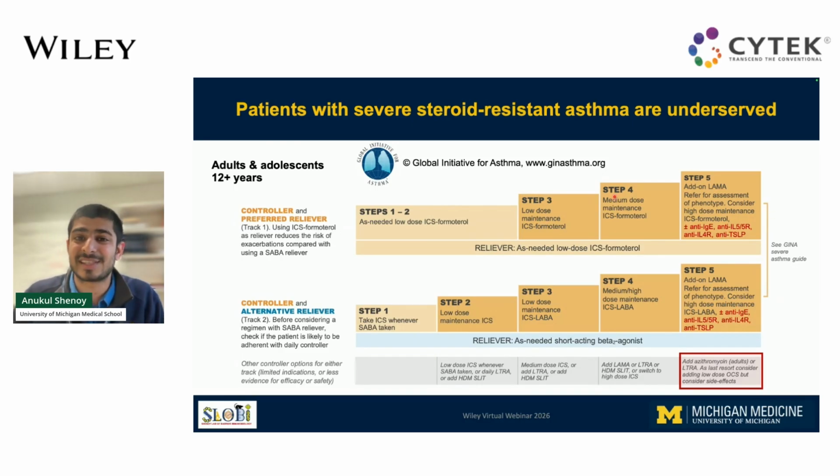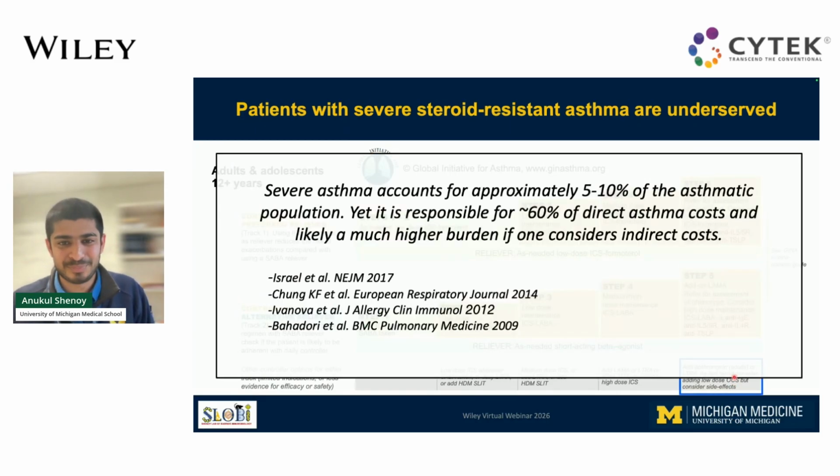So if you look at the same plot from GINA that I showed in the past, you can see this tiny little box on the bottom, which says that if none of these things work, give an antibiotic like azithromycin, give a leukotriene receptor antagonist, and as a last resort, give oral corticosteroids and consider the side effects and hope for the best. And if you remember, I said this disease actually is steroid resistant as well.